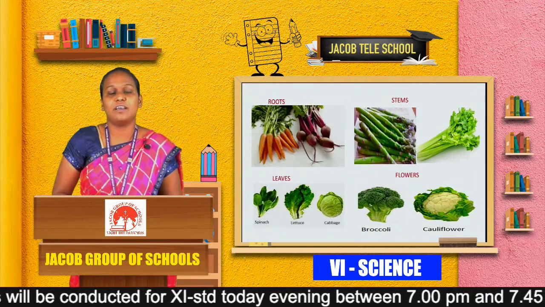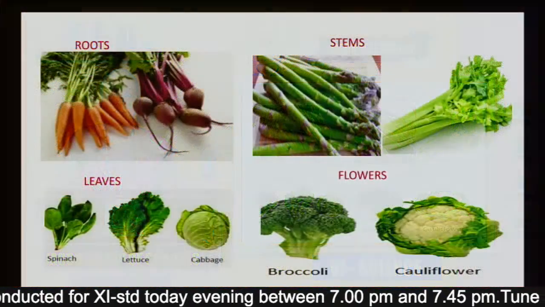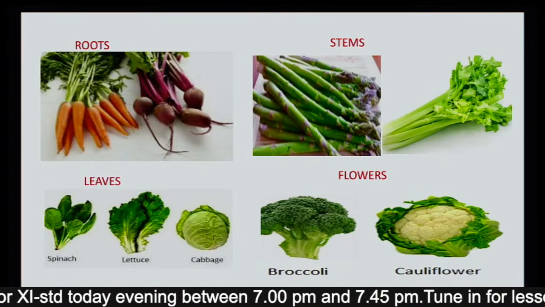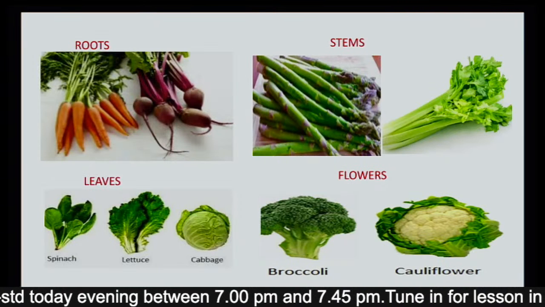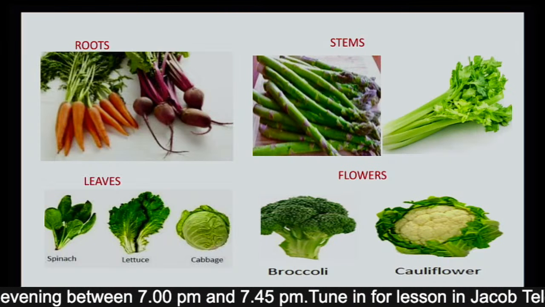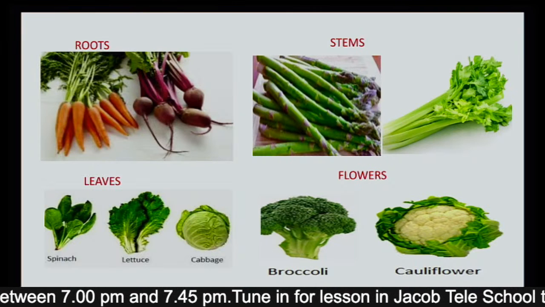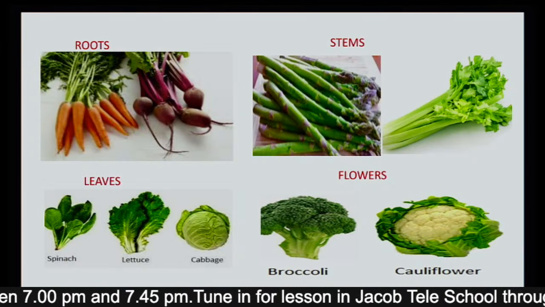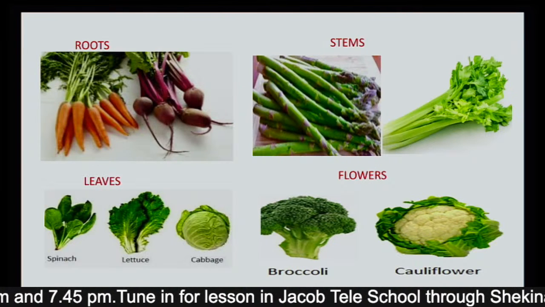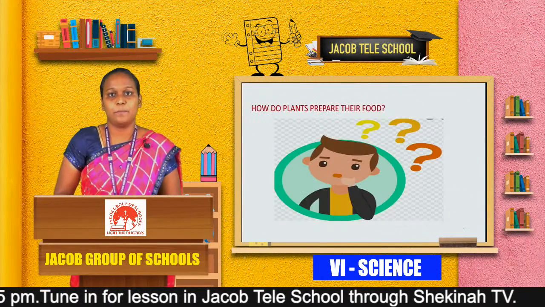Ravi sorted out the vegetables into roots, stem, leaves and flowers. I have given some of the examples. Carrot and beetroot are the examples for roots, and asparagus and celery are the stem. Spinach, lettuce and cabbage are the leaves, and broccoli and cauliflower are the examples for the flowers. So from this, what do you understand, children? Whatever vegetables we are consuming every day are from the different parts of our plant.